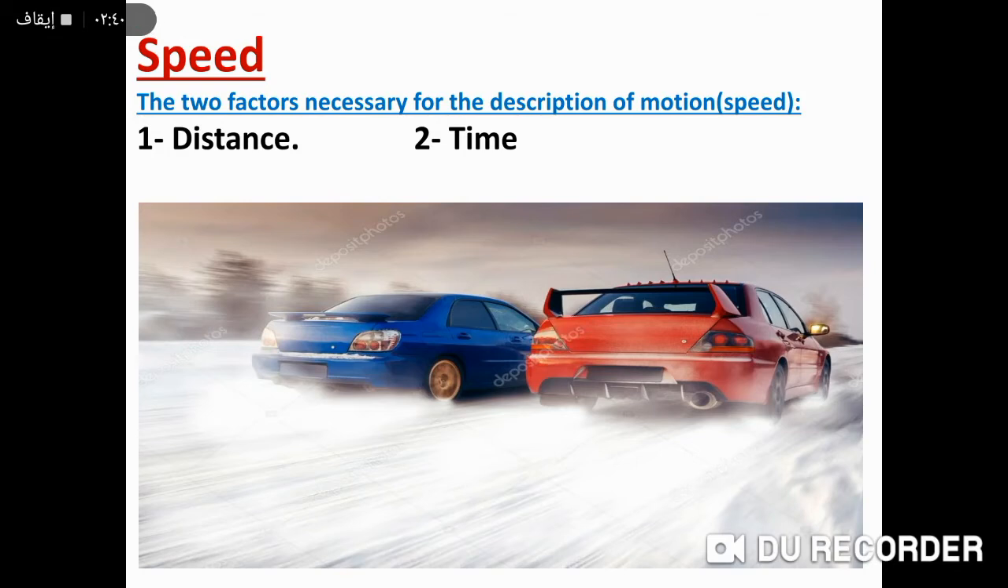Okay, let's take another section. We will talk about speed. What is meant by speed? Let's see an example before explaining the meaning of speed. If we have two cars, you see in this picture a blue car and a red car. If the red car covered 50 meters in 10 seconds, and the blue car covered 100 meters in 50 seconds.